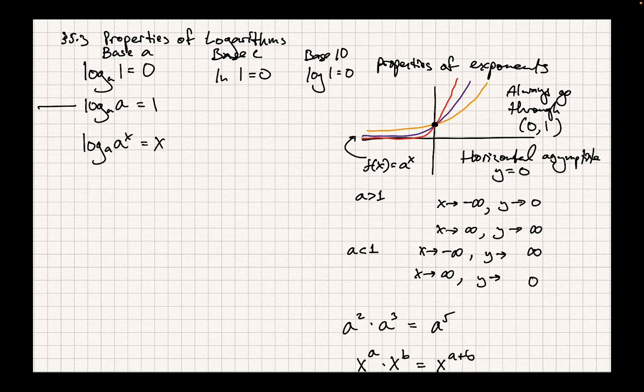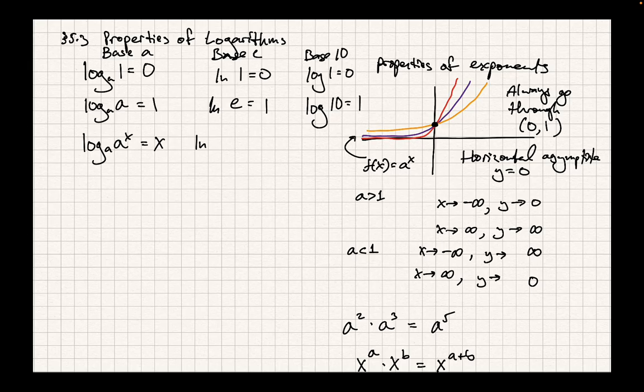What about this next one? Log base a of a. No, ln e. Ln e equals 1. And then this is log base 10 of 10 equals 1. And I don't have to write the 10 here, right? And then what about this? What about this one?